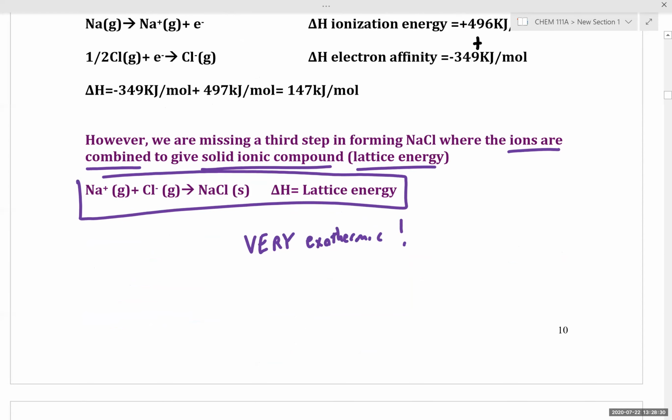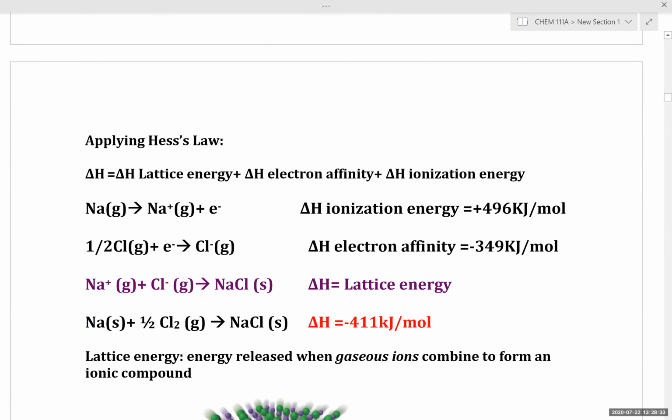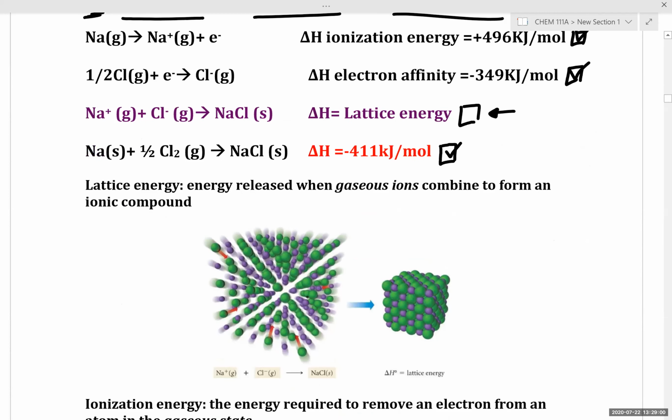Okay, so how do we figure out the lattice enthalpy then? So applying Hess's law, if we add up our lattice energy, our electron affinity, and our ionization energy, we get the enthalpy of reaction. And in turn, if we know our ionization energy, electron affinity, and enthalpy of reaction, we can calculate our lattice energy. Okay, and again, what is the lattice energy or lattice enthalpy? It's the energy released when gaseous ions combine to form an ionic compound. It's very exothermic.